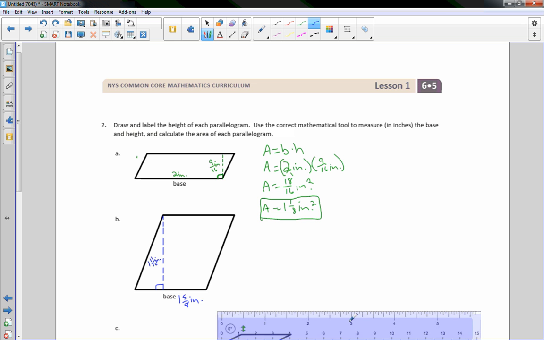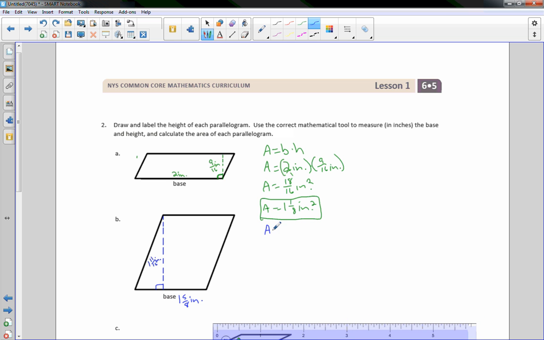Okay, move that down for the next problem. Area equals base times height. Write your formula. Substitute in your givens. The base was, now I'm going to make this mixed. 8 times 1 is 8, plus 5 is 13 over 8 inches. And I'm going to multiply that by 1 11 sixteenths. That would be 16 times 1, which is 16, plus 11 is 27 sixteenths inches. And I multiply those. 13 times 27.